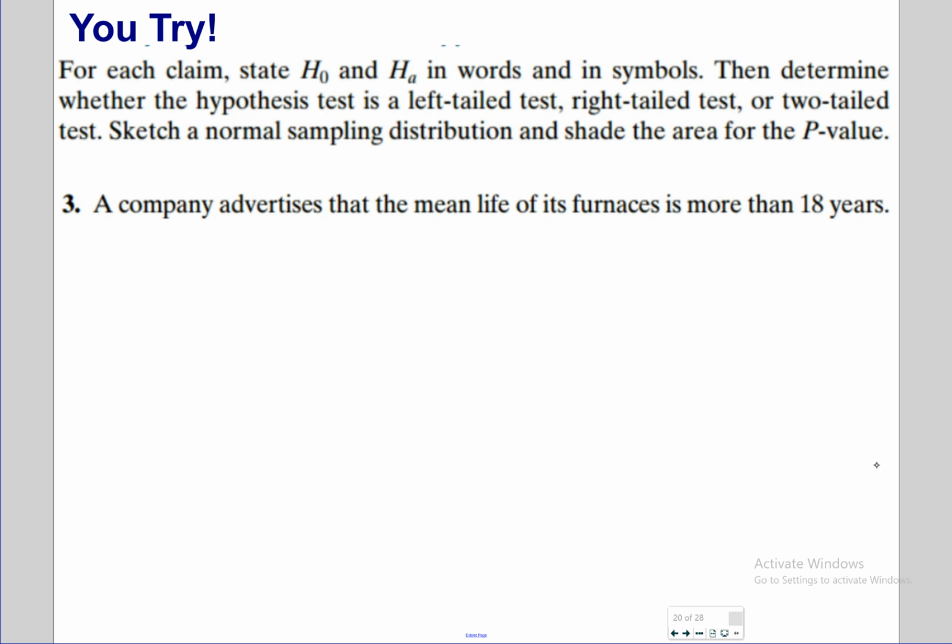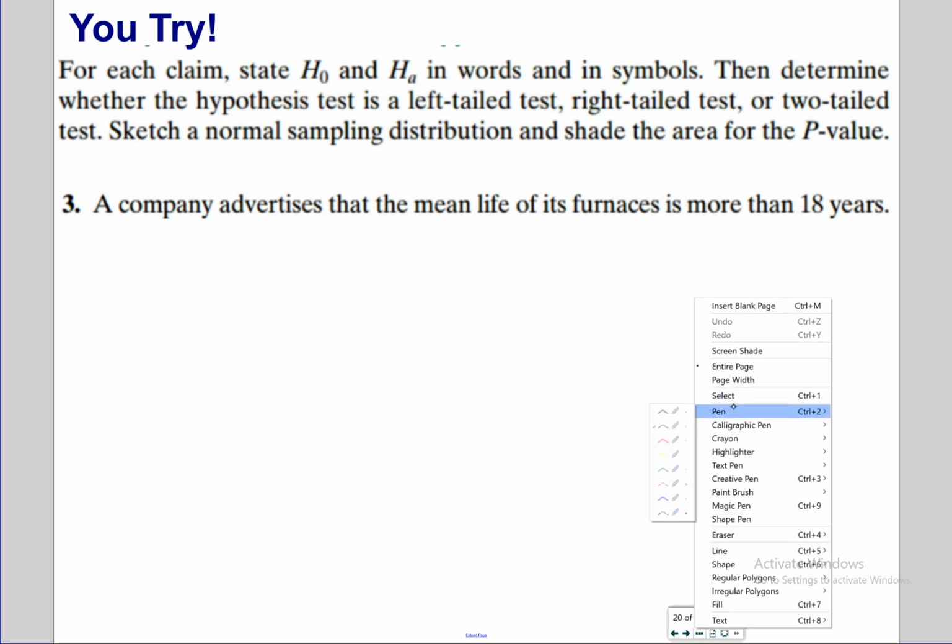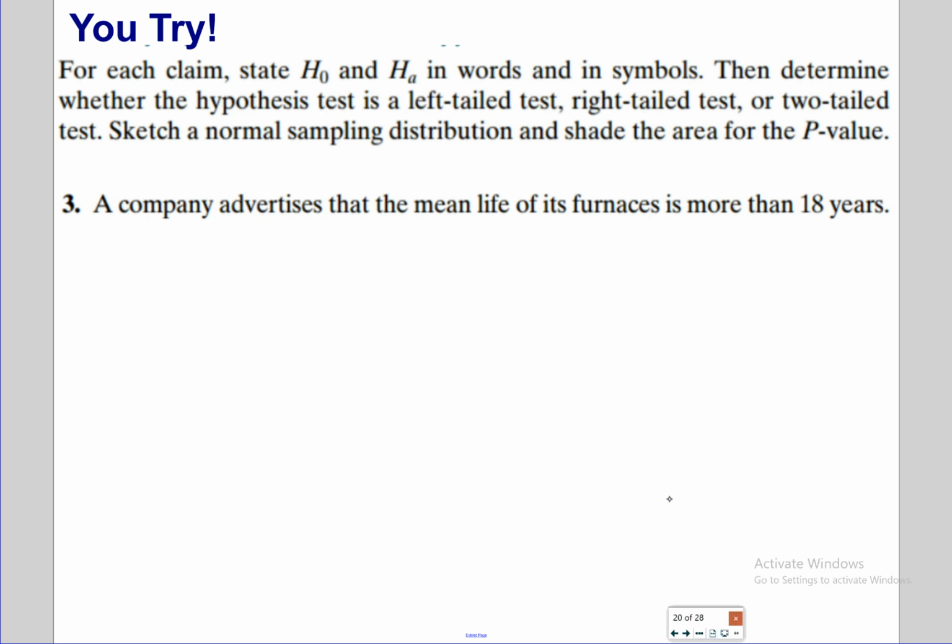The mean life of its furnaces is more than 18 years. So we need to write the null, the alternative, and then we need to determine if this is going to be a left tail, right tail, or two tail test, which is the last thing we talked about yesterday. All right, so is the claim the null or the alternative? It is the alternative, and it's a claim about the mean. So make sure you use the right variable, or mu, on that one.